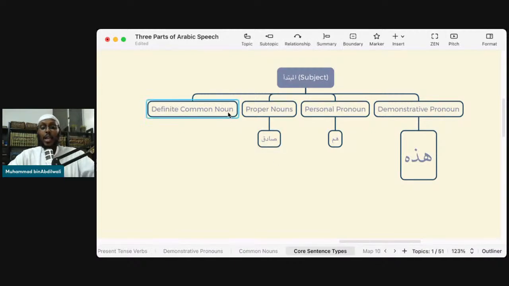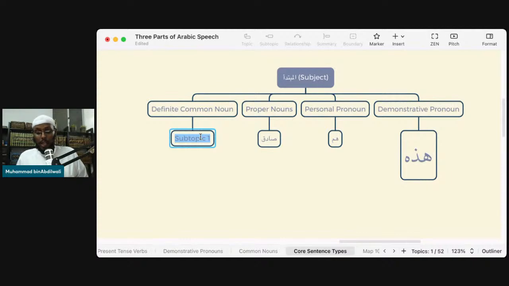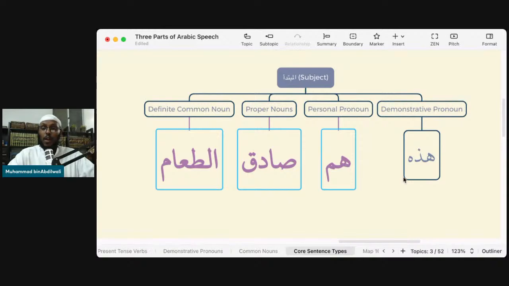And for definite common noun, you put whatever you like. I'm going to say, how do I feel like? الطعام. Right? So that's what I have. I don't know what you guys have. It's up to you. However, put it down because it's going to come in handy. Okay? I've got whom, and I've got Sadiq, and I've got at-ta'am.